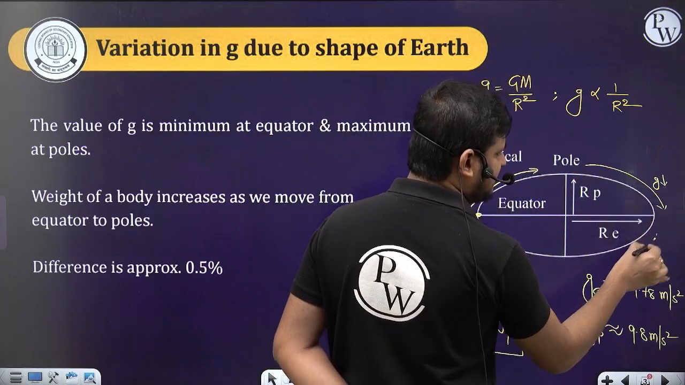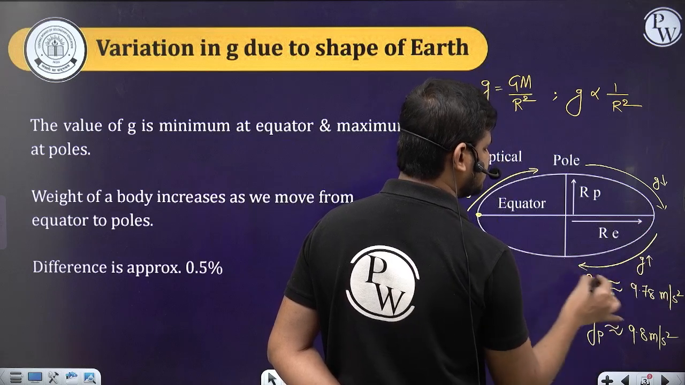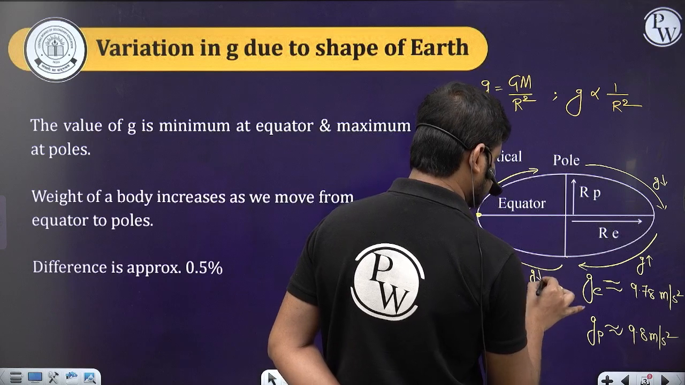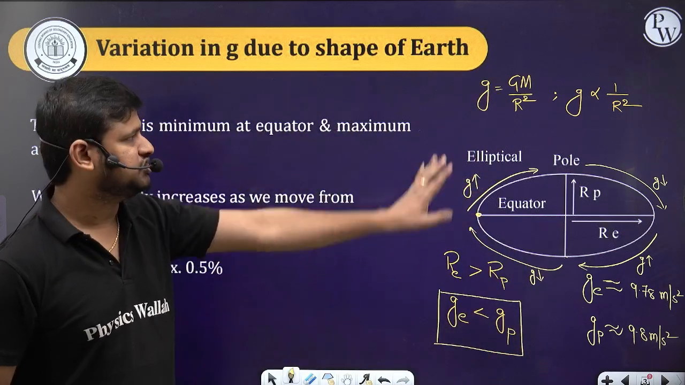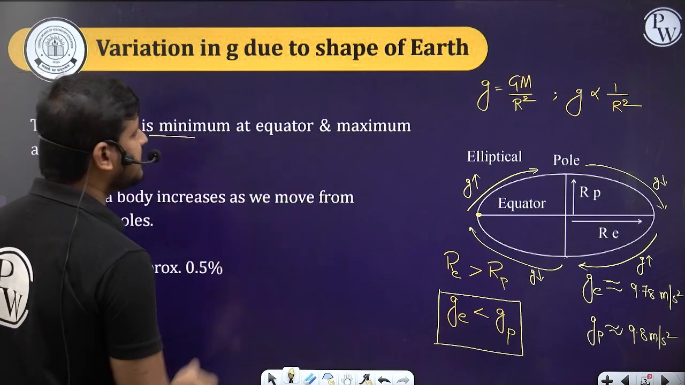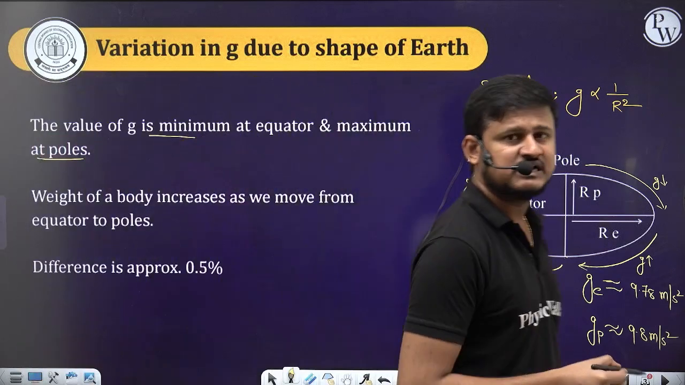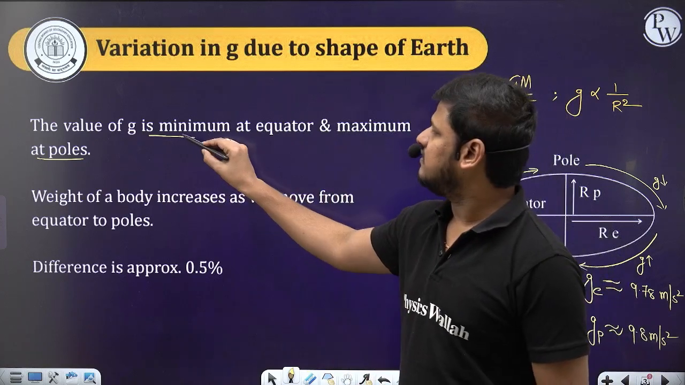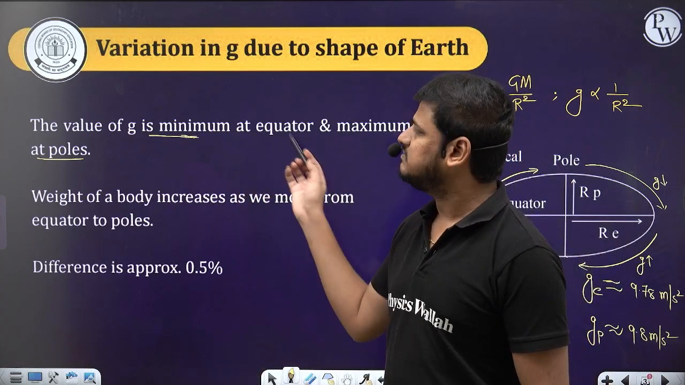Again from the equator to the other pole, the g value increases. Again from pole to equator, the g value decreases. Like this. Clear? Understood, guys? Everyone? Chal. So that's what I wrote here. The value of g is minimum at the equator and is maximum at the poles. Okay, note that point. So g is not uniform everywhere on the earth. The g value is minimum at the equator and it is maximum at the pole.